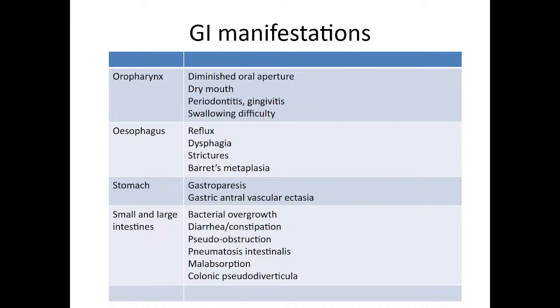There can be gastric antral vascular ectasia, which might be a source of GI bleed in this group of patients, because of this vascular malformation, which may sometimes bleed, leading to anemia. The small and large intestine can be involved in the form of impaired motility, so the patient can sometimes have pseudo-obstruction. Because of the decreased motility, there will be colonization with pathogenic microorganisms, or bacterial overgrowth. It can lead to alternating diarrhea and constipation. There can be pneumatosis; I have not seen it, but pneumatosis intestinalis has been described in the literature. There can be malabsorption, and sometimes colonic pseudo-diverticula. So that is just to enumerate the GI findings.